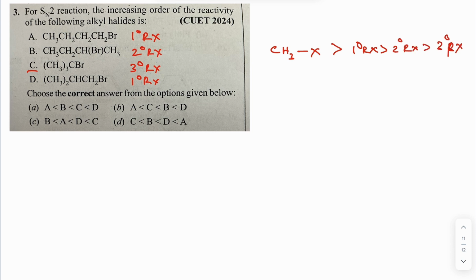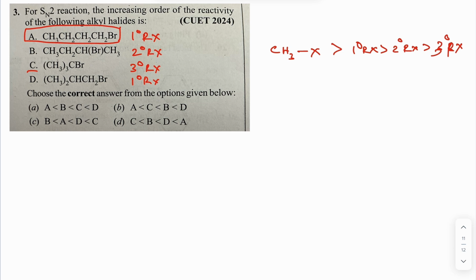Along with that, tertiary alkyl halides are the least reactive. Why? The bulkier alkyl groups present on it will block the approach of the nucleophile to the C-X bond. So now let's analyze the given compounds. The compound A is a straight chain, so it is a primary alkyl halide. In this case, the minimum amount of steric hindrance is available, therefore it is the most reactive.